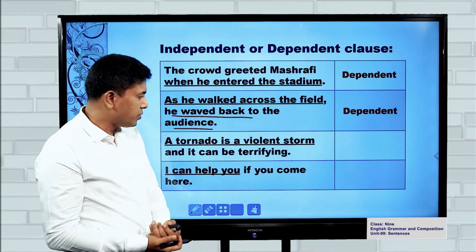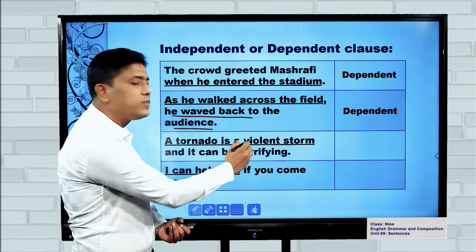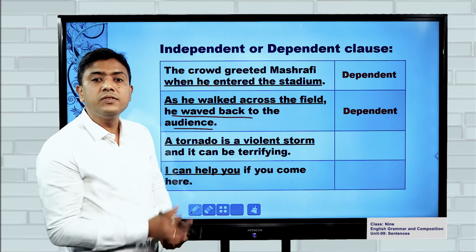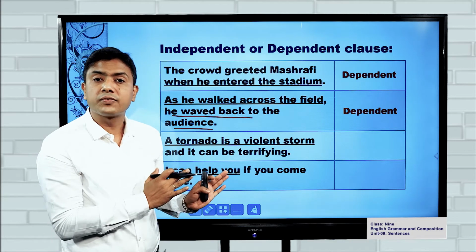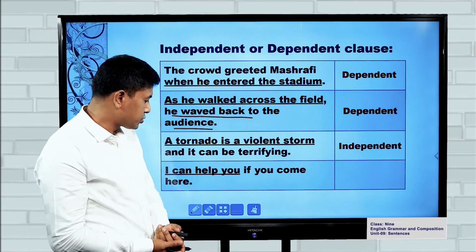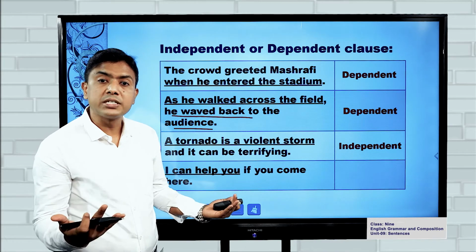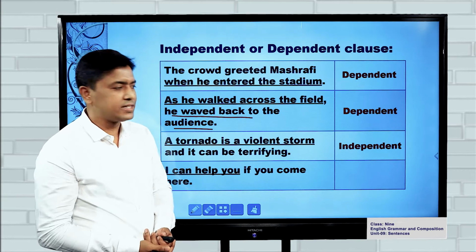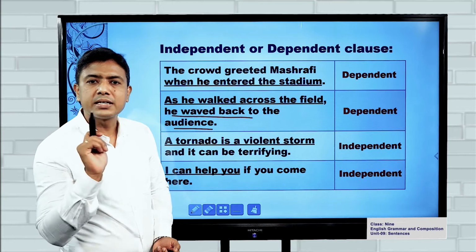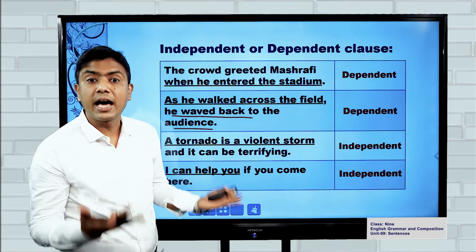Next one, a tornado is a violent storm and it can be terrifying. It is giving us a complete sense. A tornado is a violent storm. It can give us a complete idea and it itself can be a sentence. So it is going to be an independent clause. And the last one, I can help you if you come here. The first part gives a complete idea, being an independent clause. If you look, I can help you. It itself can be a sentence. Therefore, it is going to be an independent clause. It is giving a complete idea.